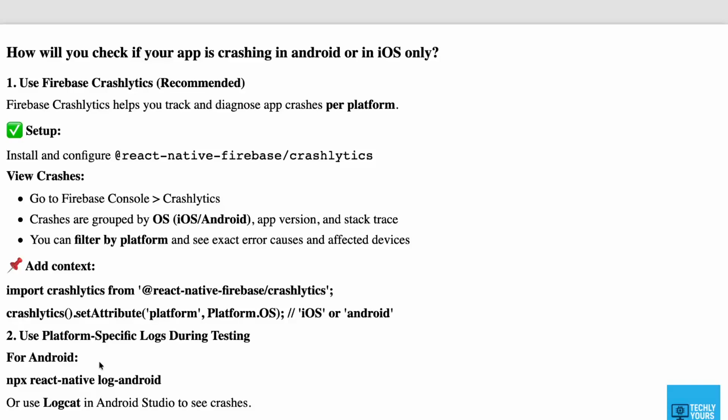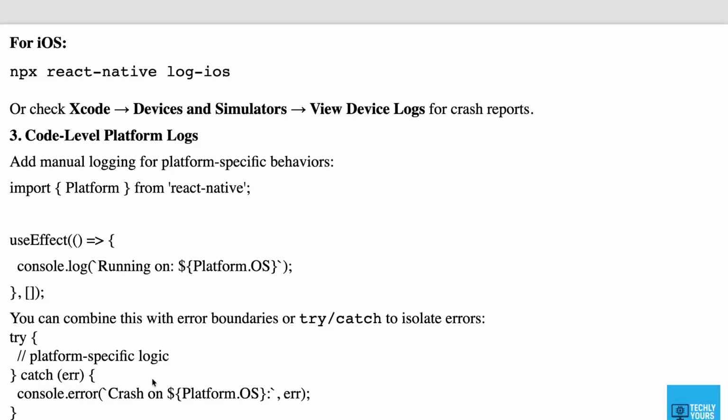The next step we can leverage is to use platform specific logs during our testing. For Android, we can make use of ADB logcat, and for iOS we can have Xcode console logs. So during development we can check the platform logs as well.